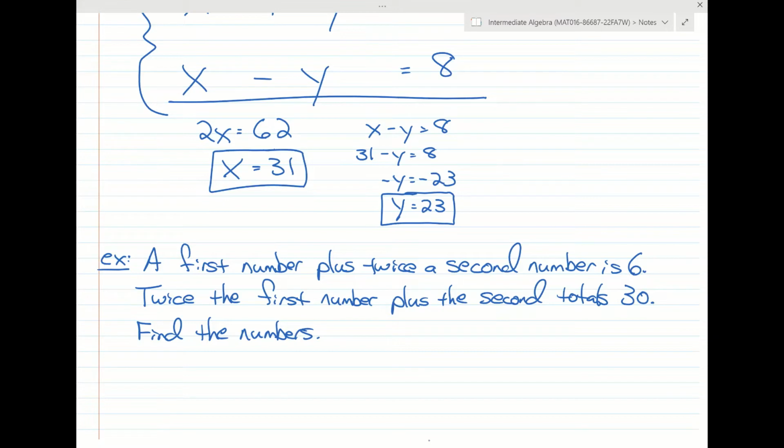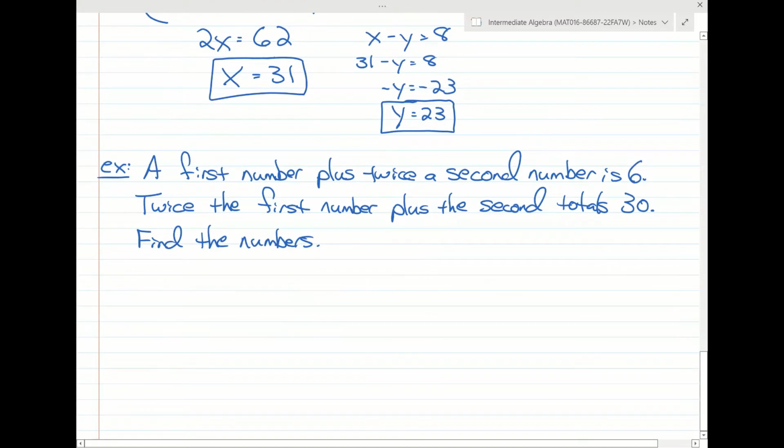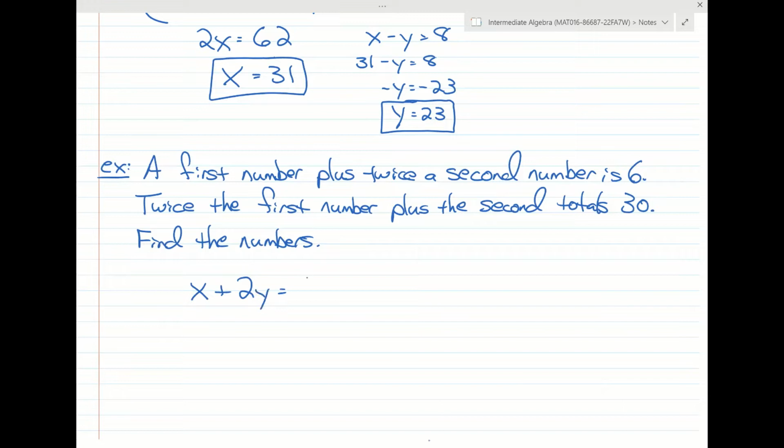We'll set this up like we did our last problem. We just have to convert English to math here. So it says a first number, x, plus twice the second number is 6. So I would convert that first sentence to that equation. The second one, twice the first number plus the second totals 30.